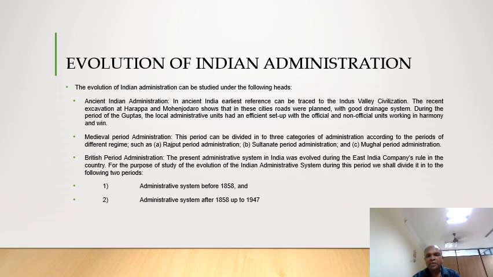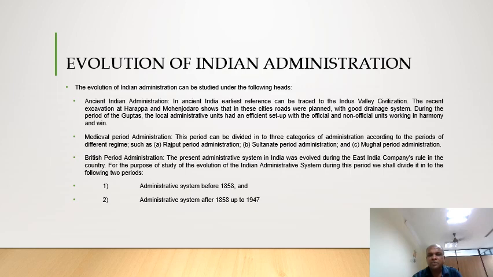This period can be divided into three categories of administration according to the different regimes, such as Rajput period of administration, Sultan period of administration, and Mughal period of administration. We have divided it into three segments now: Rajput, Sultans, and Mughal period administration. We take British period administration.